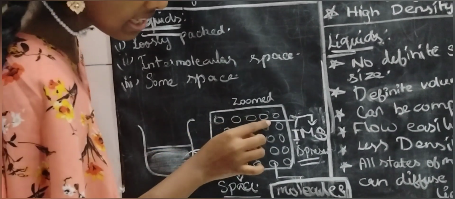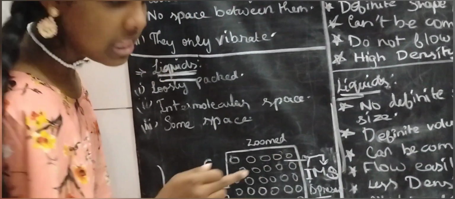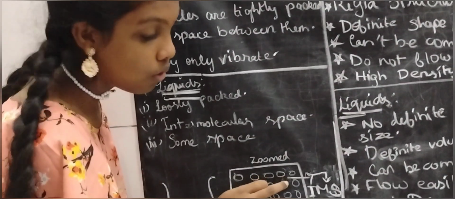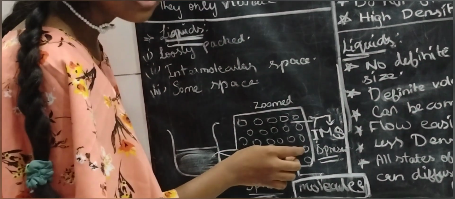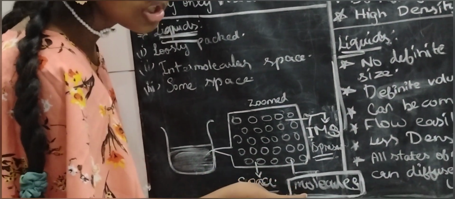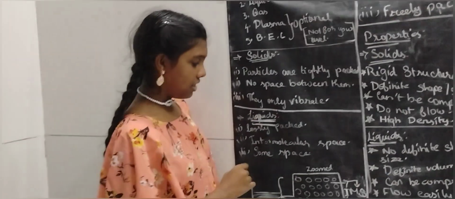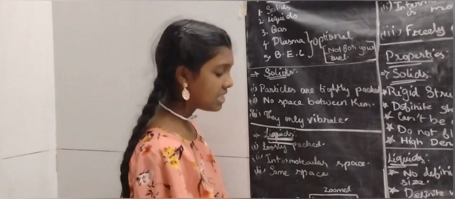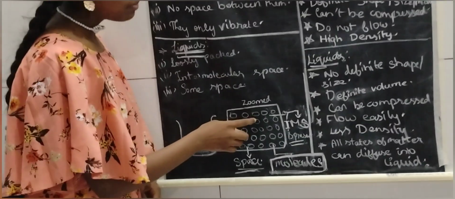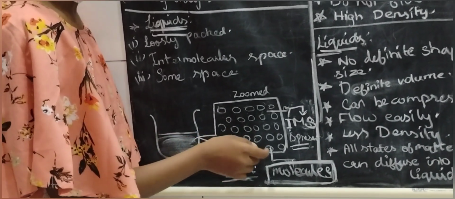See, there is a space here, right? This portion I have shown is called intermolecular space. These small round structures are the molecules of water. I hope you all could understand it. Now let's move on to the next feature. They have only some space, as we see here. They have some space but not so much space. They have some space between them.